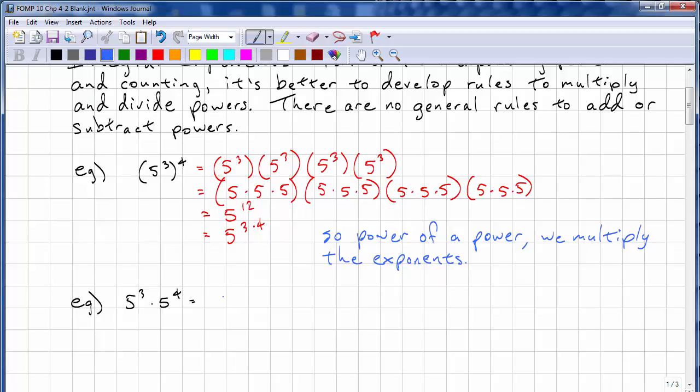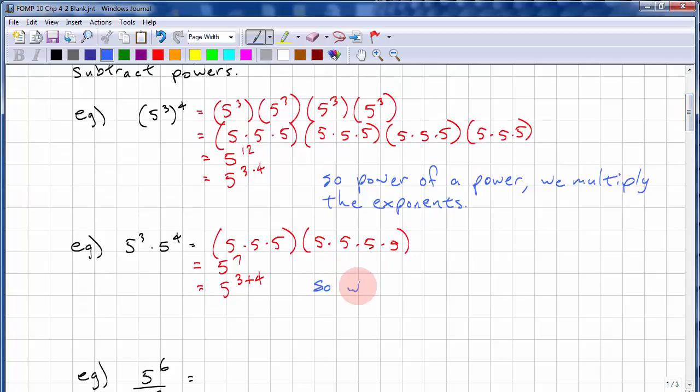Okay, let's look at the next one. This is 5 cubed times 5 to the power of 4, and let's just expand it. 5 times 5 times 5, 5 times 5 times 5 times 5. Okay, and this is 1, 2, 3, 4, 5, 6, 7. Okay, 5 to the power of 7. However, what is the rule? It's 5 to the power of 3 plus 4.